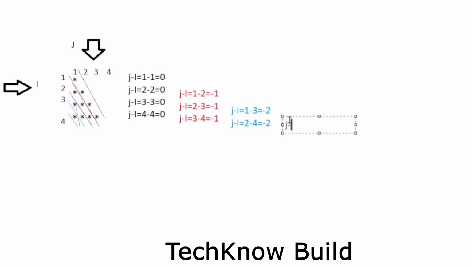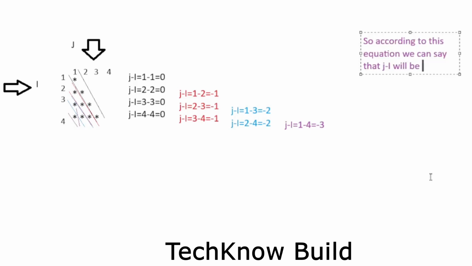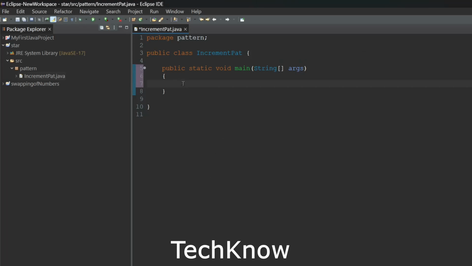So if you notice, the j minus i for this pattern will be 0 or less than 0, but not greater than 0. So we can say that we can use the condition j minus i is less than or equal to 0. Okay, now let's build this logic in our code.